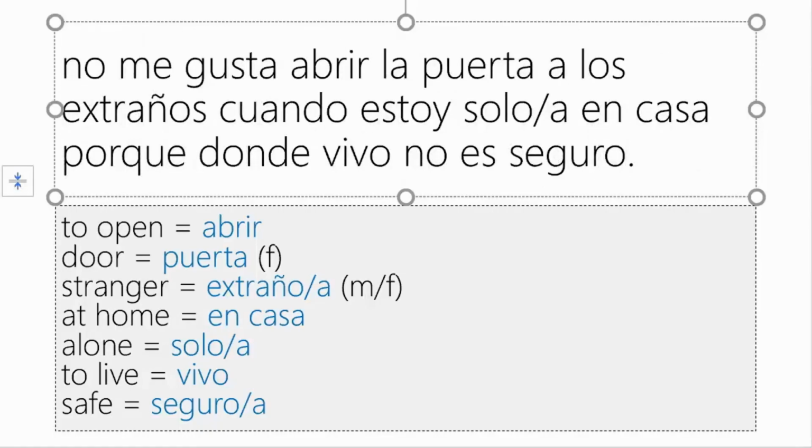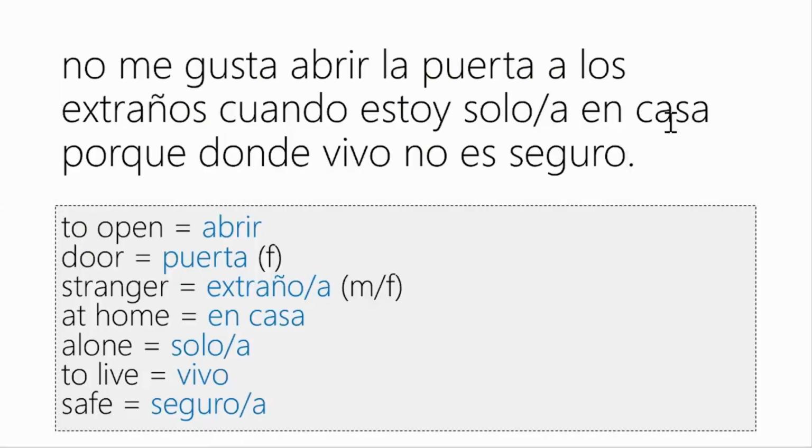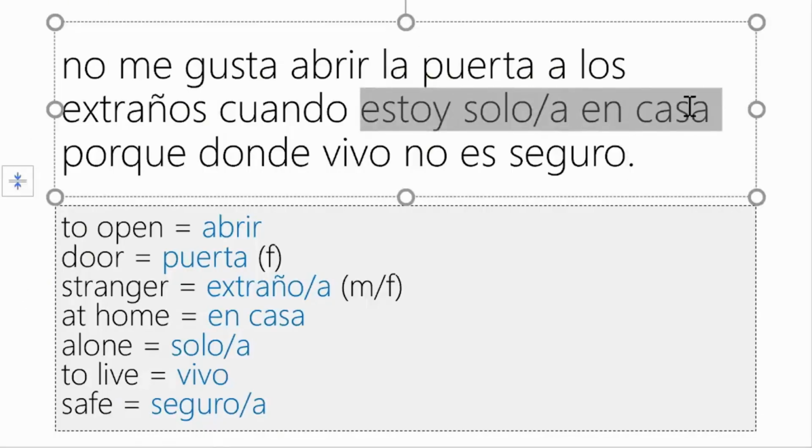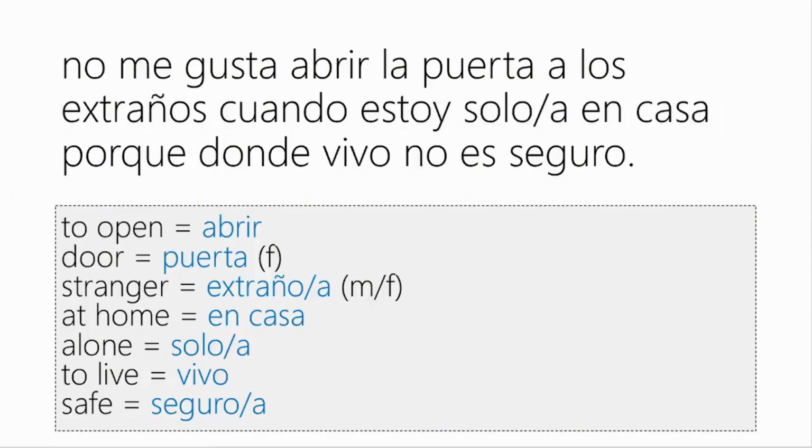And then we have our translation. It was a little bit trickier, this one, because of the word order here. But even if you said, cuando estoy en casa solo, you would still be perfectly understood and might not even notice that you made a little mistake there anyway. It's very important when you're learning Spanish to not wait for perfection. Little mistakes like these, they really don't make a big difference. So we have, no me gusta abrir la puerta a los extraños. Cuando estoy solo o sola en casa, porque donde vivo no es seguro.